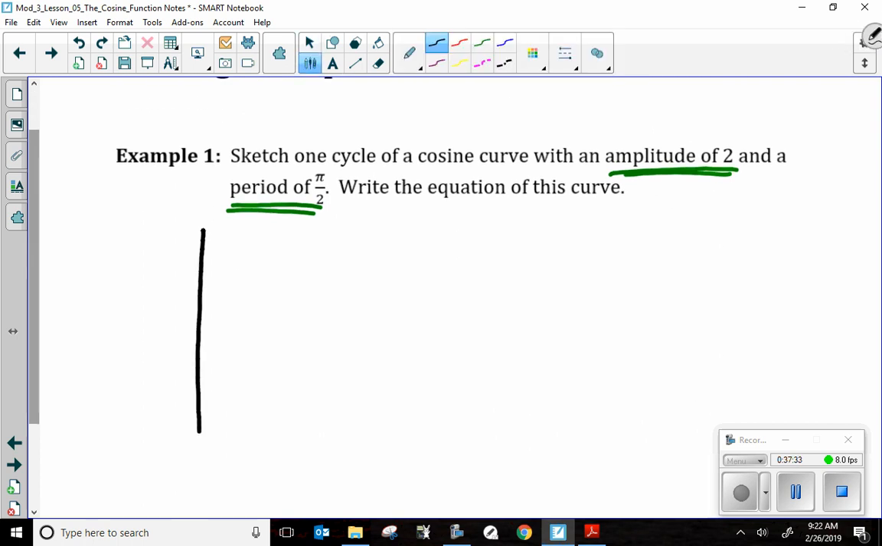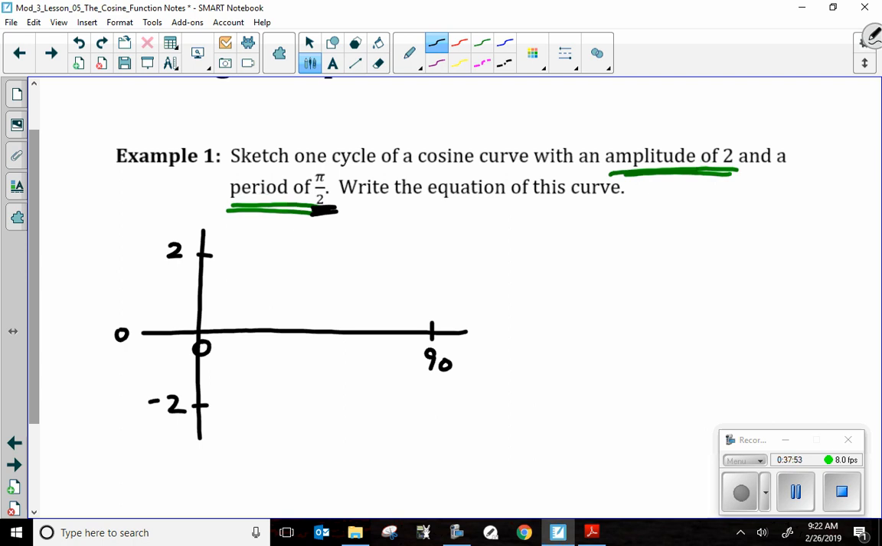All right. It doesn't say anything about the midline, so I'm going to assume it's still at 0. And amplitude is 2, which means it goes up 2 and down to negative 2. Starts at 0. And where does it end? This is where it ends. That is pi over 2, which is the same thing as 90. If you want to make it 90, go right ahead.